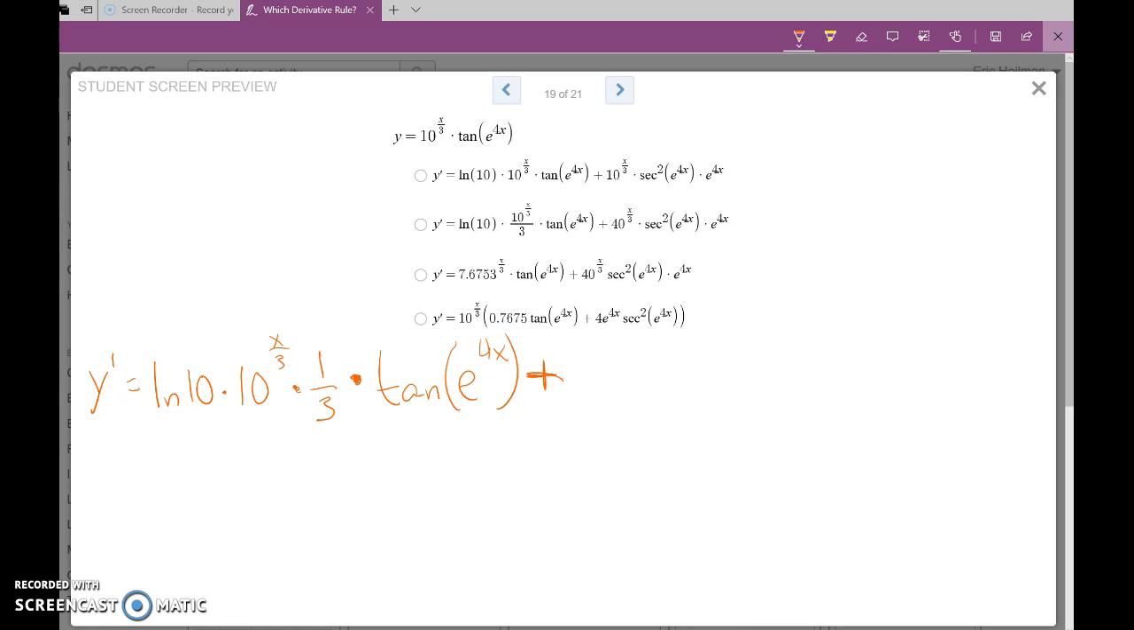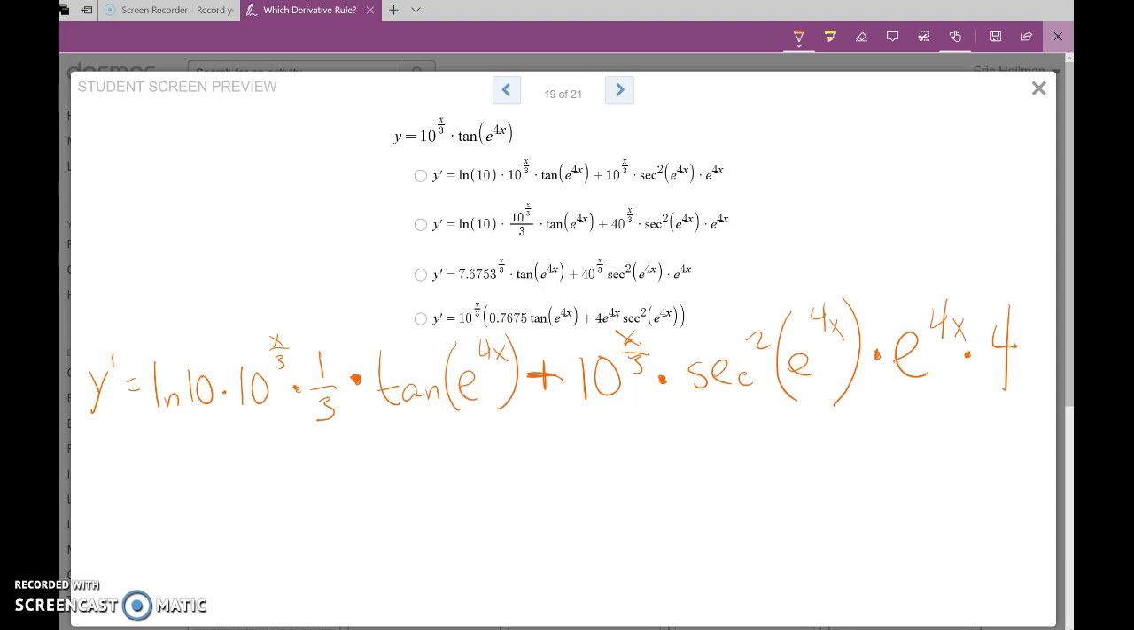So continuing with the product rule, now we've done derivative of the first term times the second. Now we need to do first function times derivative of the second. Derivative of tangent is secant squared of the original function, and then times the derivative of the inside of the function. So now we're taking the derivative of e to the 4x. The derivative of e to a function is just e to the original function times the derivative of the exponent. So that's just going to be 4.